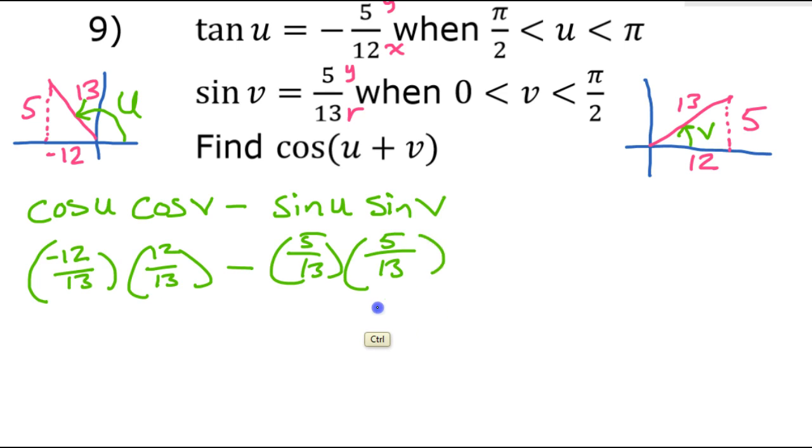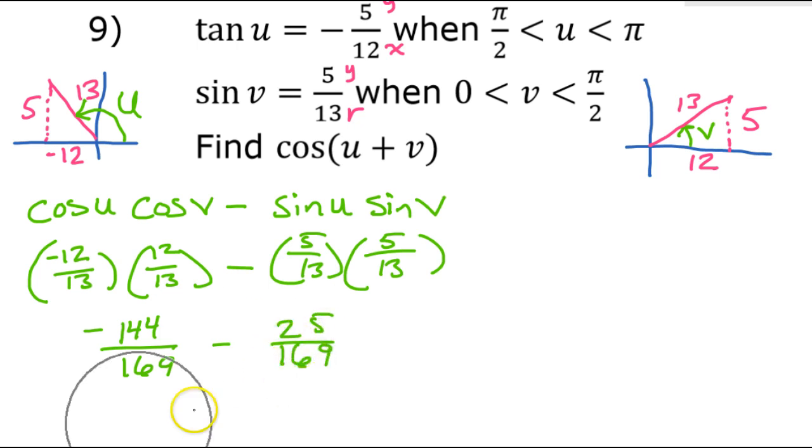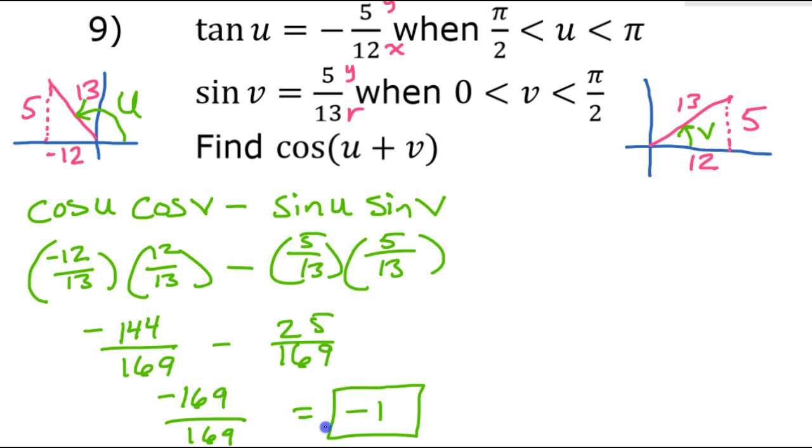Okay, so this is going to give me negative 144 over 169 minus 25 over 169. So that gives us negative 169 over 169, which equals negative 1. So that is going to be the final answer for number 9.